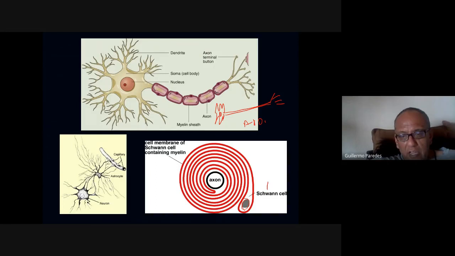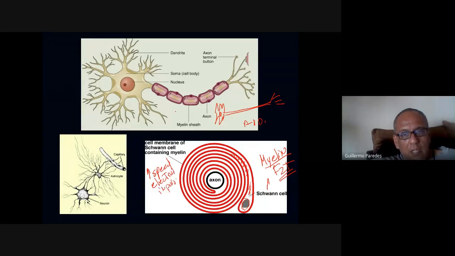So these Schwann cells are going to contain myelin. Myelin, what is myelin? Fat. It's a type of fat. This myelin contained in the cytoplasm of these Schwann cells is going to accelerate, increase the speed of the electrical impulse. So the electrical impulse is coming here, and it is going to literally jump here. Jump, jump, jump, jump. They are going to be very fast, very fast, very fast.